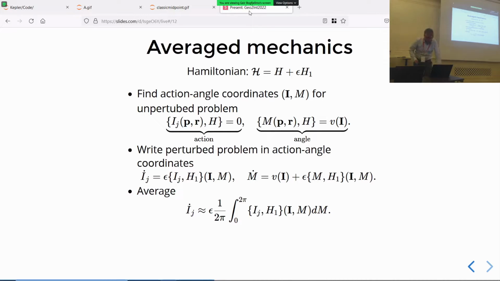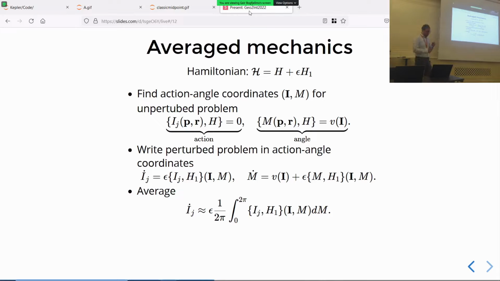Now, there's a question in chat. Yeah, that's the next question. So we need to choose them. The I's need to be some parameterization of the set of orbits, and the M is going to tell you where you are on the orbit.